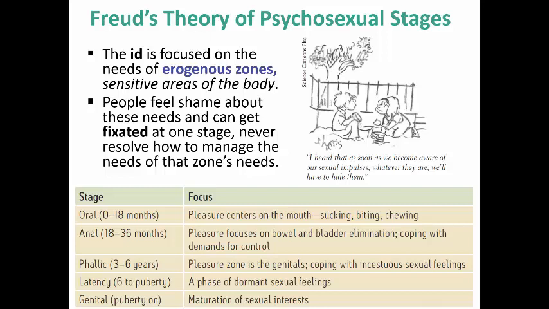The phallic stage is between age 3 and 6, where the kid realizes that it's pleasurable to touch the genitals, and they're also coping with the incestuous feelings they're feeling towards their mother, and the hatred they're feeling towards their father, who they're seeing as competition. This is called the Oedipal complex. The latency phase is between age 6 to puberty, where there's a phase of dormant sexual feelings. There's a lot of cognitive and emotional development going on in this stage. And then what Freud calls the genital phase takes place in puberty and later on as the maturation of sexual interests.